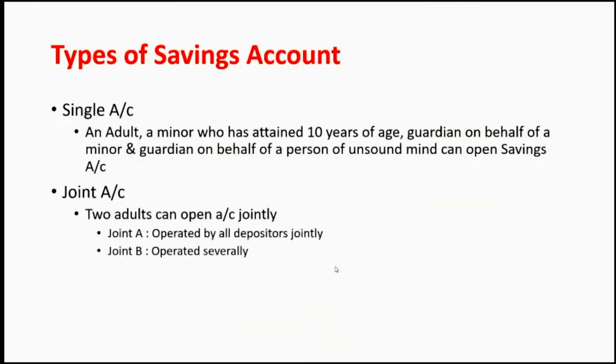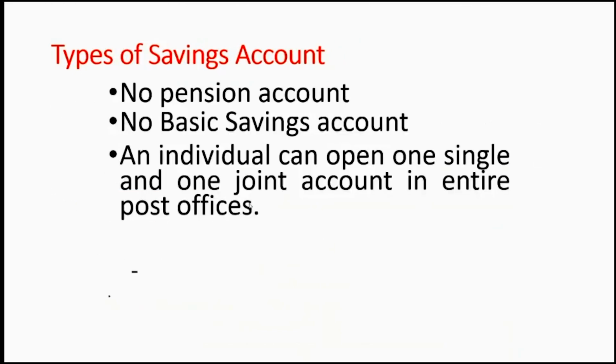And there are two types of accounts. There is a single account and there is a joint account. In respect of savings account, please do remember only two adults can jointly open an account. And as you all know, joint A account can be operated by all the depositors jointly, and joint B is like either or. It can be operated severally by either or any survivor of that account. So this is about the types of accounts.